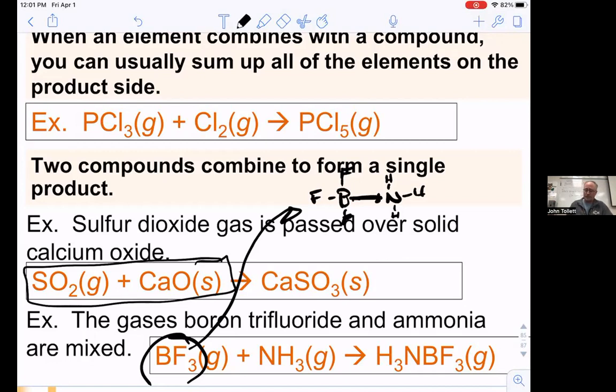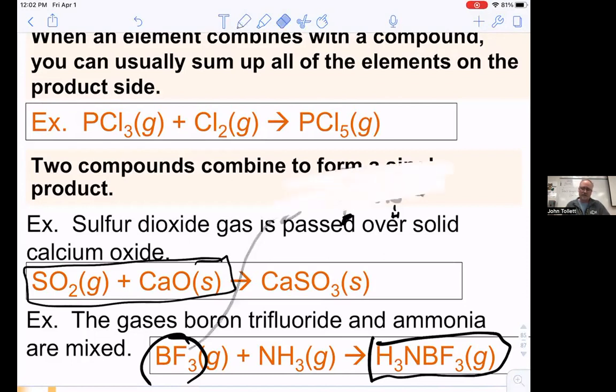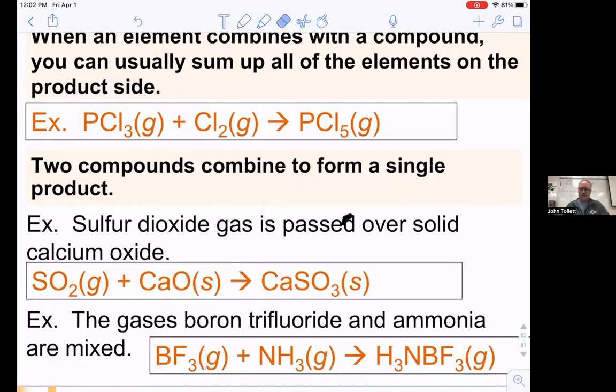And it forms this compound of the 2 mixed together, which is interesting. And this is always the example that they use, or that I see, for Lewis acid-base theory. But that's actually what's happening there.